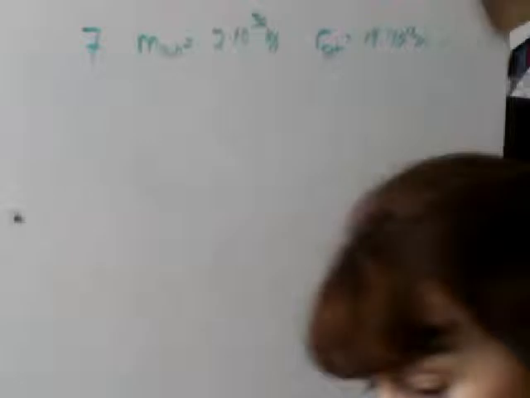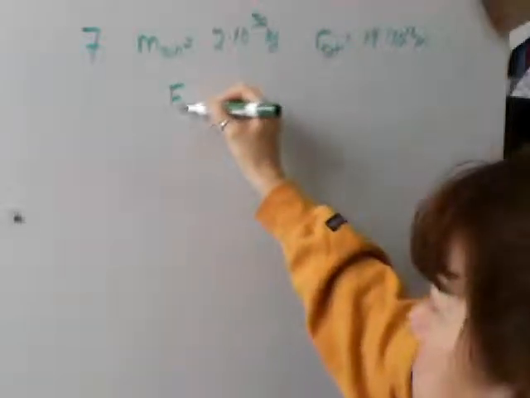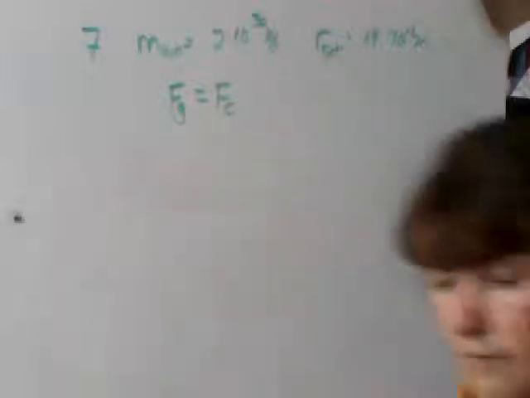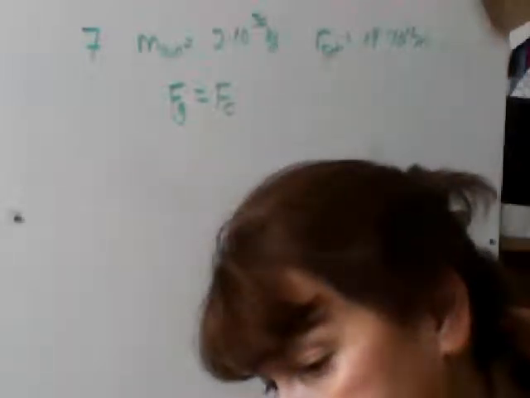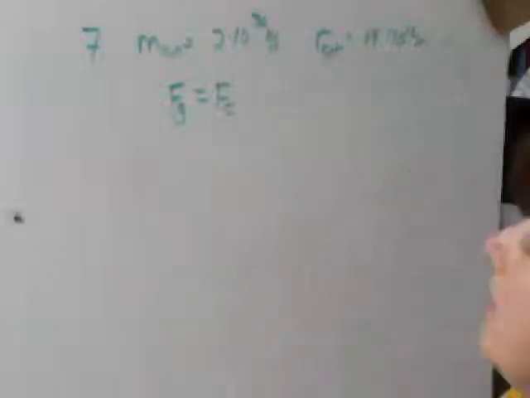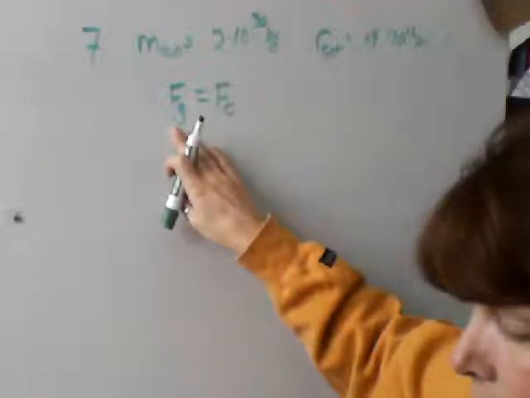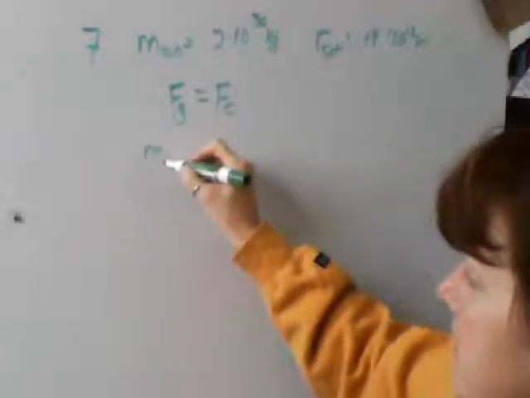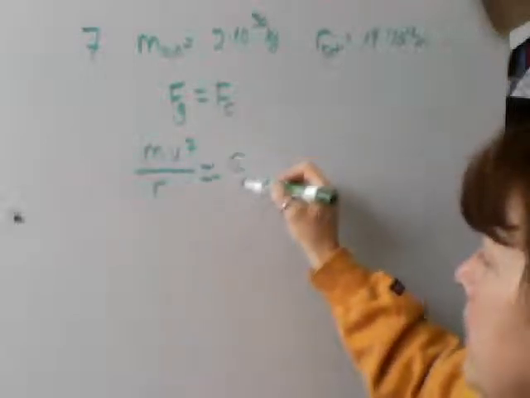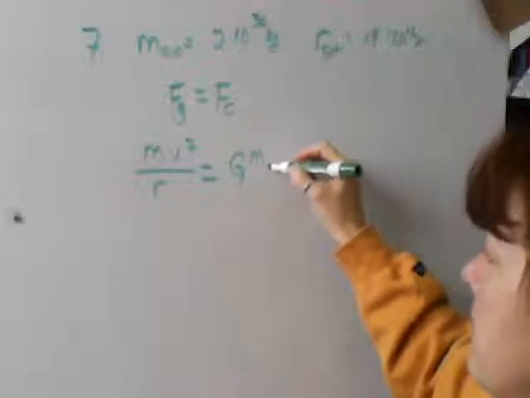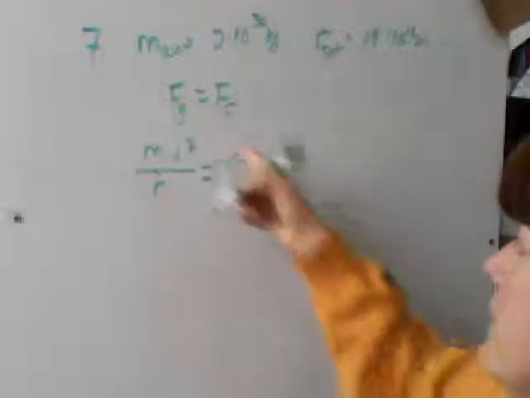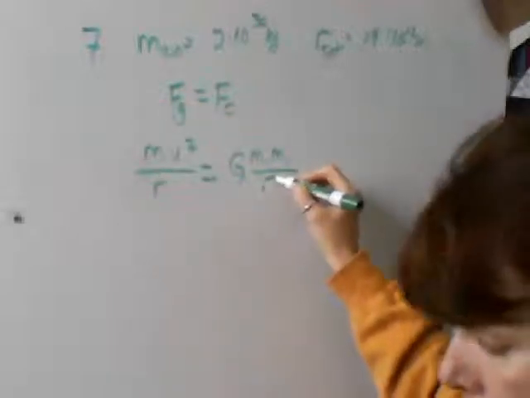And so what else do we know? We know that we're talking about circular motion. So in this instance, we can say the force of gravity is going to be equal to the centripetal force. And so we can say that the force of gravity that we know is mass times velocity squared over radius can be equal to our centripetal. I did that backwards, of course. This is centripetal force, and this is gravitational force.